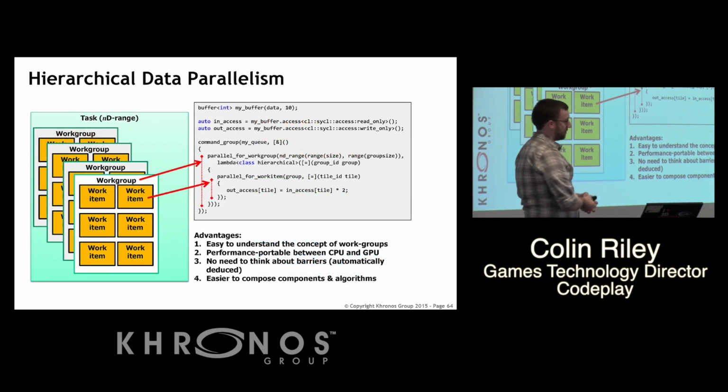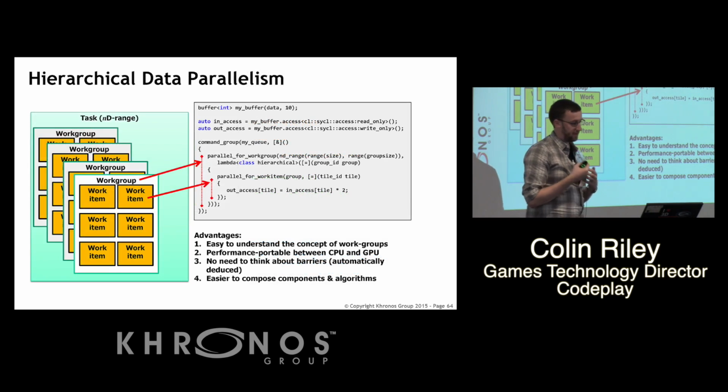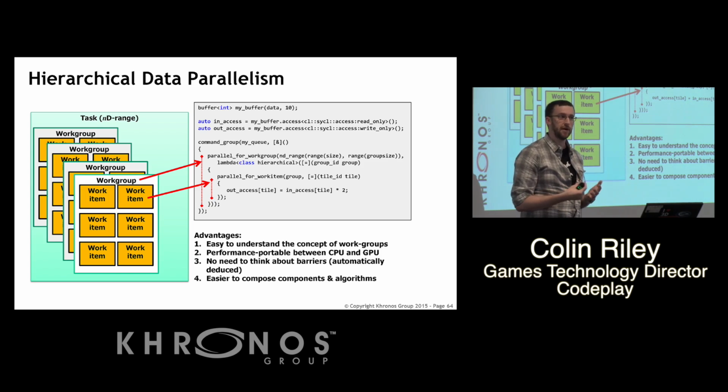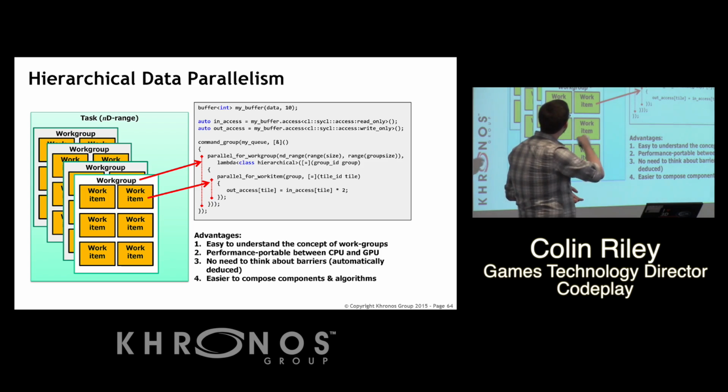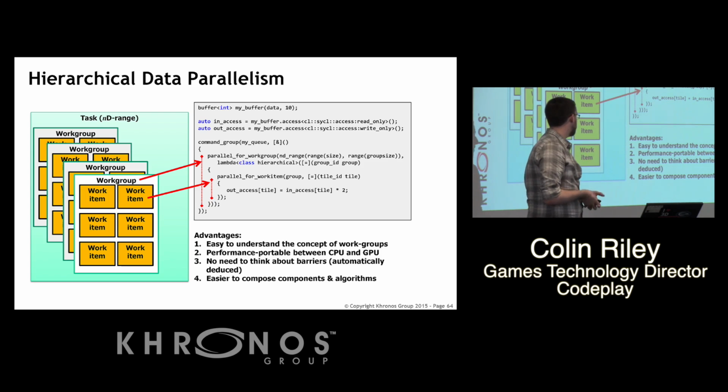Hierarchical data parallelism is a really nice way to write your code to understand the concept of work groups and work items. So we have facilities to say parallel for work group, and also parallel for work item. It makes things performance portable, and you do not need to think about barriers because they can be automatically deduced. And it's easier for developers to get in there and write their code.